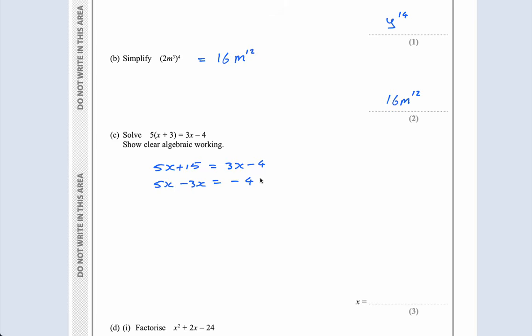I'm going to subtract the 15 to this side. So now my x's are on this side, my numbers are on that side. 5 minus 3 is 2, so it's 2x. Minus 4 minus 15 is minus 19. And divide by 2, x is equal to negative 19 over 2. You can leave it like that, or write minus 9.5, which is the same thing.